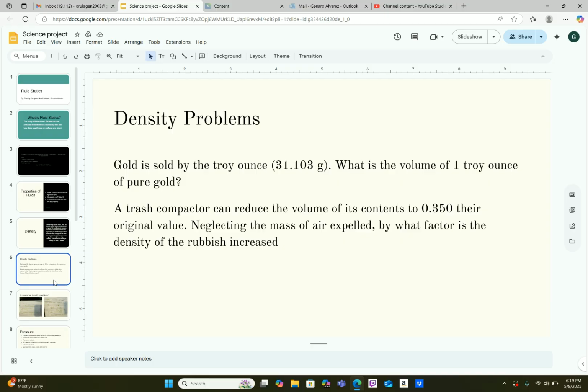Our first problem is: gold is sold by the troy ounce, 31.103 grams. What is the volume of one troy ounce of pure gold? Our second problem is: a trash compactor can reduce the volume of its contents to 0.350 of their original value. Neglecting the mass of air expelled, by what factor is the density of rubbish increased? Now, going back to our first problem, we are going to solve it.